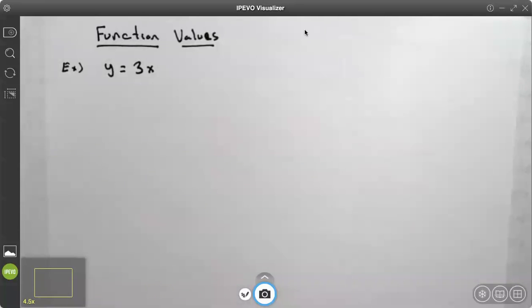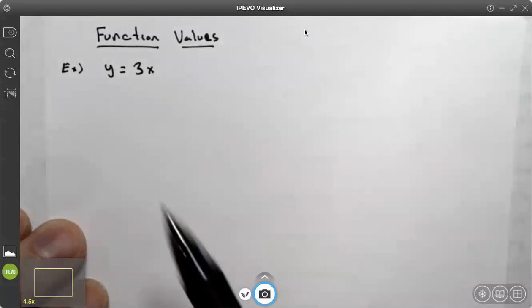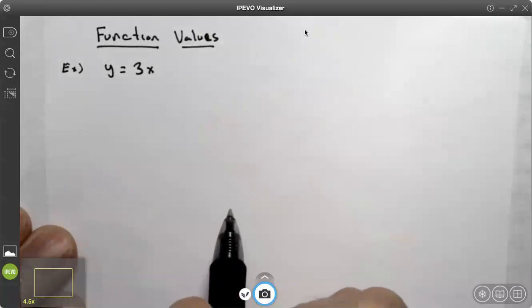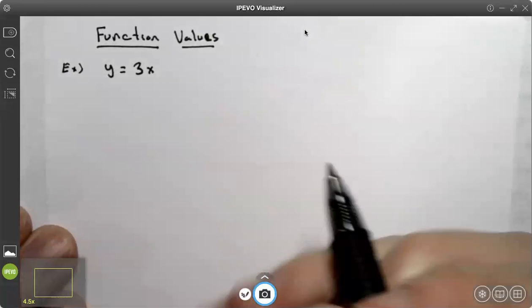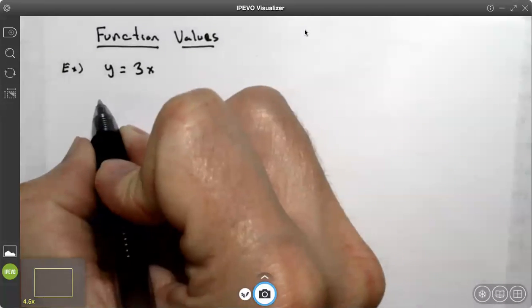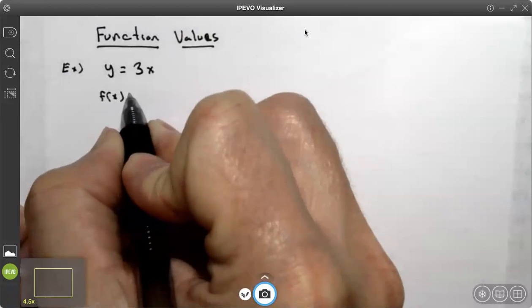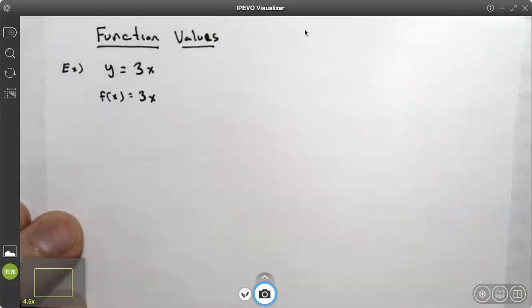This video is on function values. Here I have a function. This is an equation written in slope-intercept form, y equals 3x. It's also a function. I can rewrite this as the function of x equals 3x.